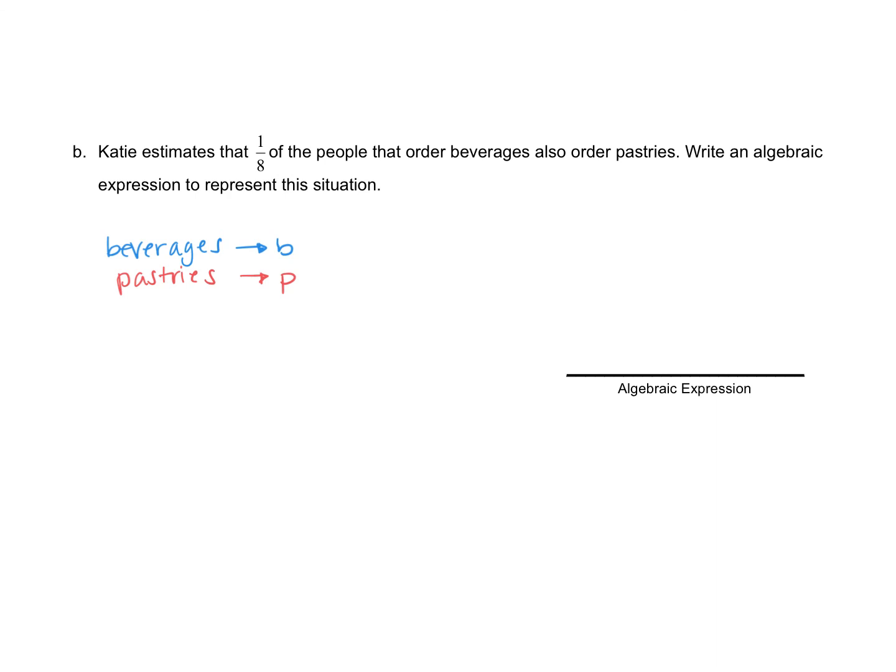So of, remember, is multiplication. So I have 1/8 B plus the amount of pastries that are ordered as well. This would be addition because it does say and. So Katie estimates that 1/8 of the people that order beverages also, I should say also, not and, order pastries.